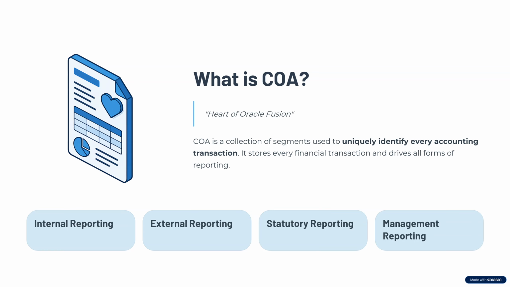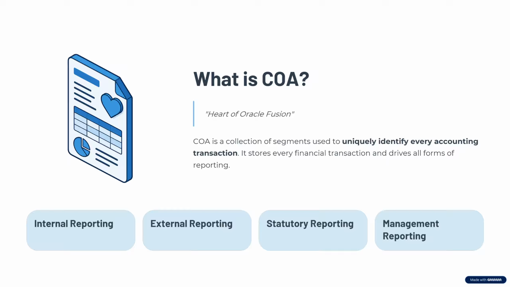What is COA? Generally, COA is the heart of Oracle Fusion. For definition purposes, we can see here: COA is the collection of the segments used to uniquely identify every accounting transaction. It means the chart of accounts is a collection of segments, so multiple segments are there.